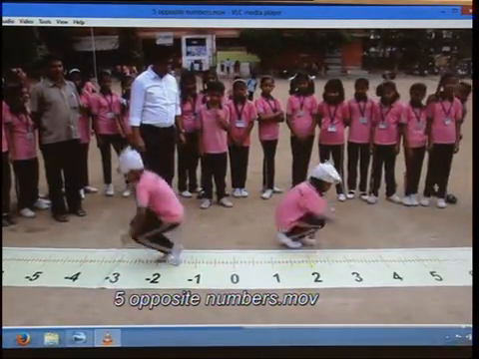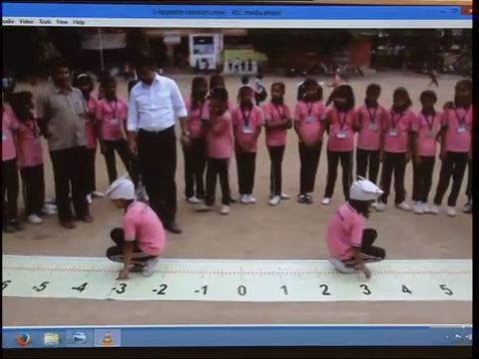Watch carefully, please. There are two rabbits in this clip. I will ask you some questions. On which number are these two rabbits in the beginning? In the beginning, the rabbits were at 0. Very nice. 0 is called the origin. Now, how many total units did the rabbit hop to its right? To its right, the rabbit had hopped 3 units.